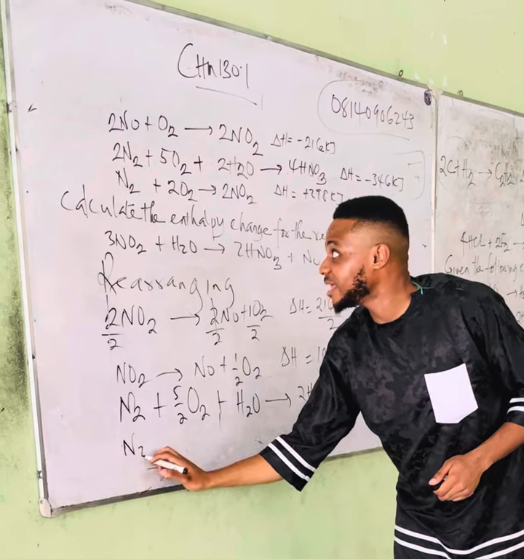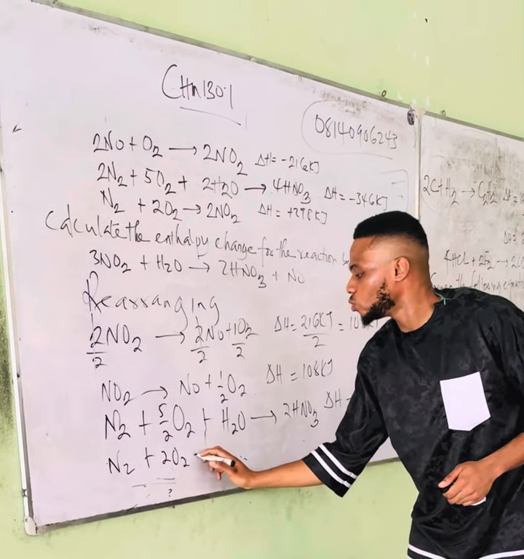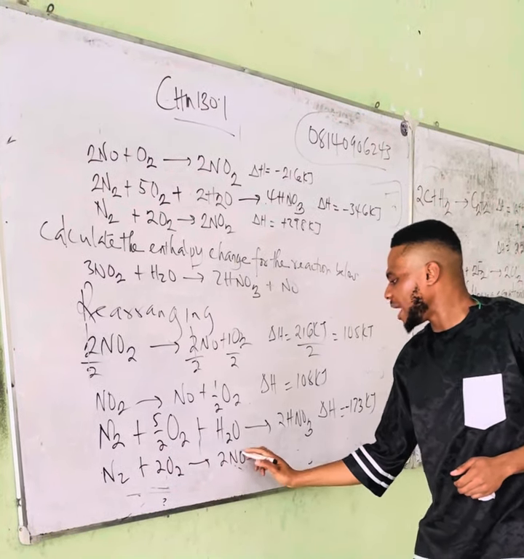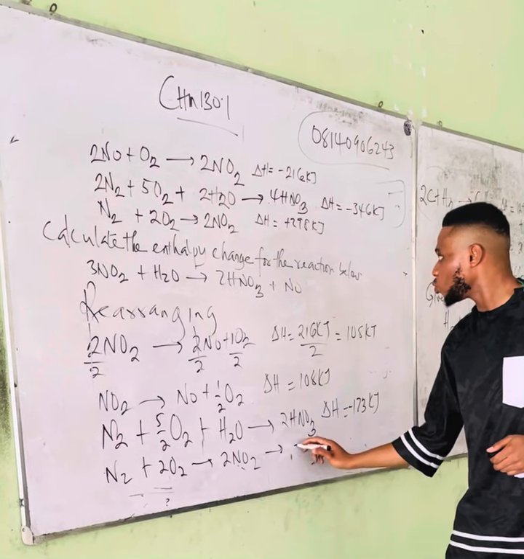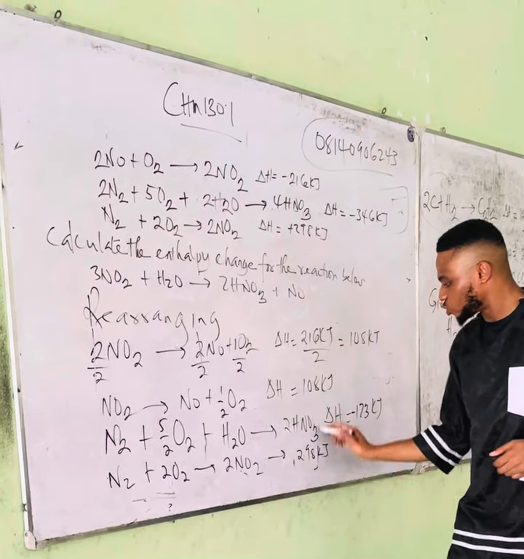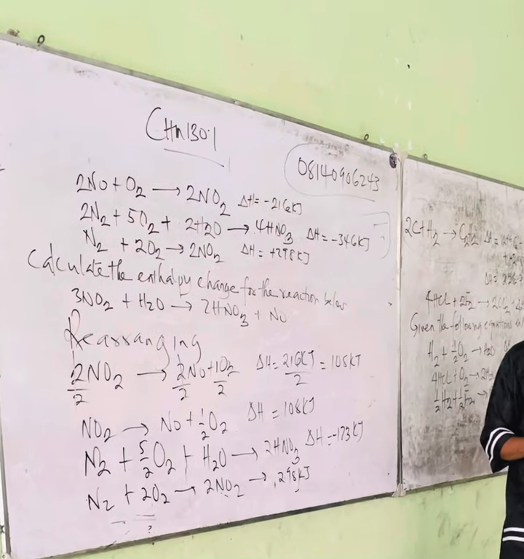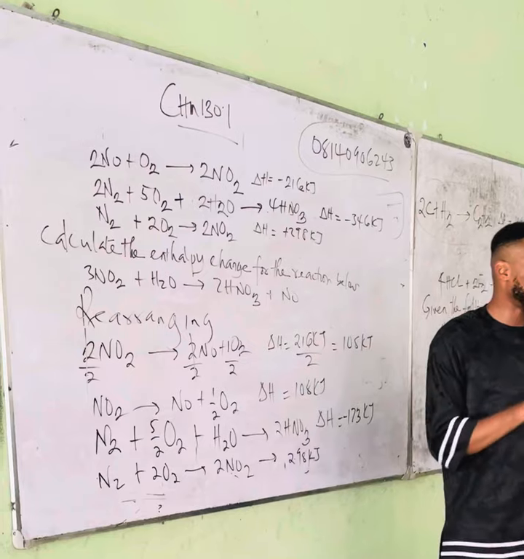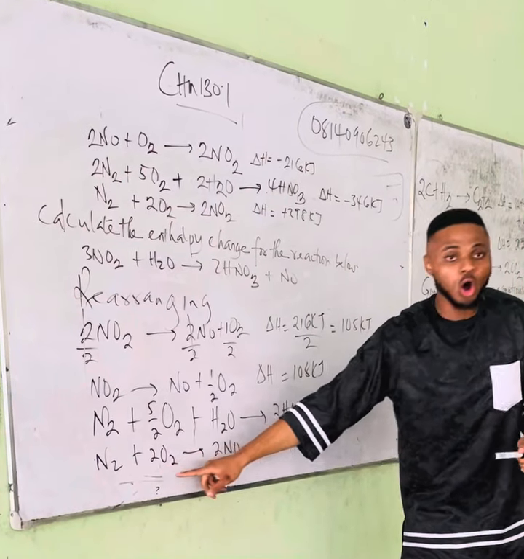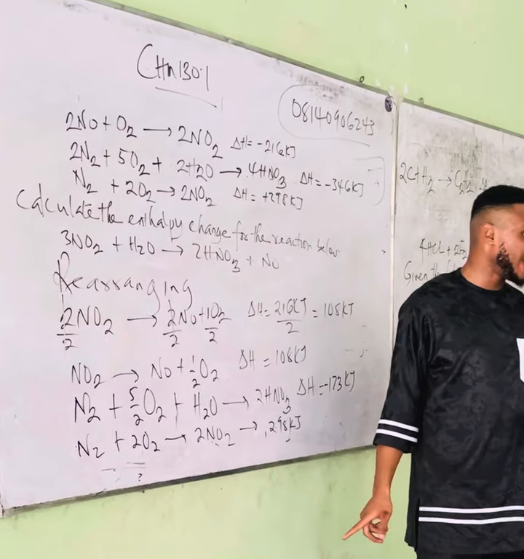So we have our N2 plus 2O2 to give us 2NO2. Our delta H is what? 298 what? Kilojoules, right? Alright. So now, at this point, we are done rearranging. Although, like I said, there's a tendency that we will also touch the third reaction again.